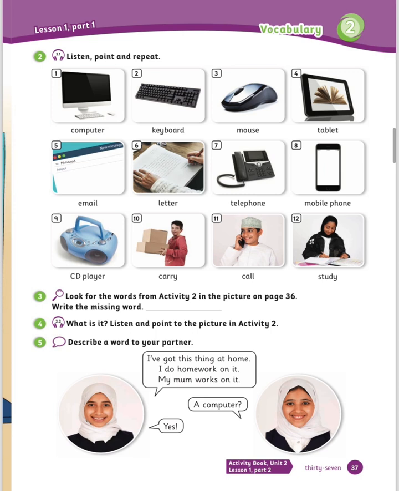Exercise number 3. Look for the words from activity 2 in the picture on page 36. Write the missing word. Let's see the answer. Email. Exercise number 4. What is it? Listen and point to the picture in activity 2. Listen carefully and point to the pictures.